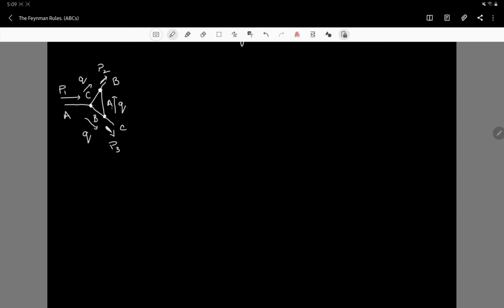Now I had P1, P2, P3, and because Q is already differentiating between particles, I just write Q4 over here, Q5 and Q6, right? Because Q is already telling you that Q is for the internal lines and P is for the external lines, so I don't have to go again and write down Q1, Q2 and Q3. Of course I can do it, but it just depends on your notation, right?